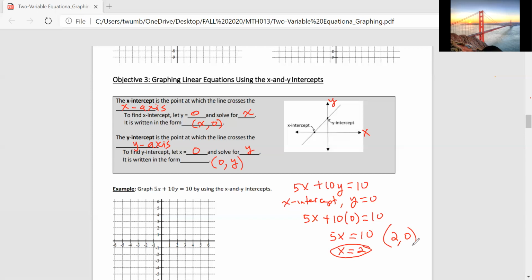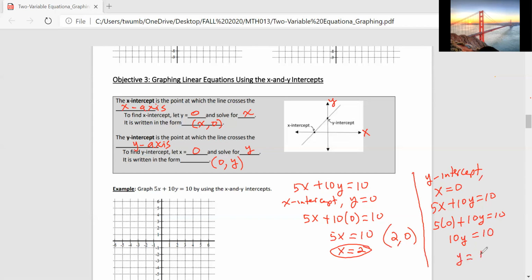Does it make sense? If I need my y-intercept, it's the same thing. If I'm on the y-axis, my x is 0. So again, I put it here. I have my 5x plus 10y equals 10. If my x is 0, it's going to be 5 times 0 plus 10y equal 10. 5 times 0 is 0, and 0 plus 10y is the same as 10y. That should be equal to 10. I divide both sides by 10 to get y by itself, and that gives me 1. That tells me my y-intercept is 0, 1.